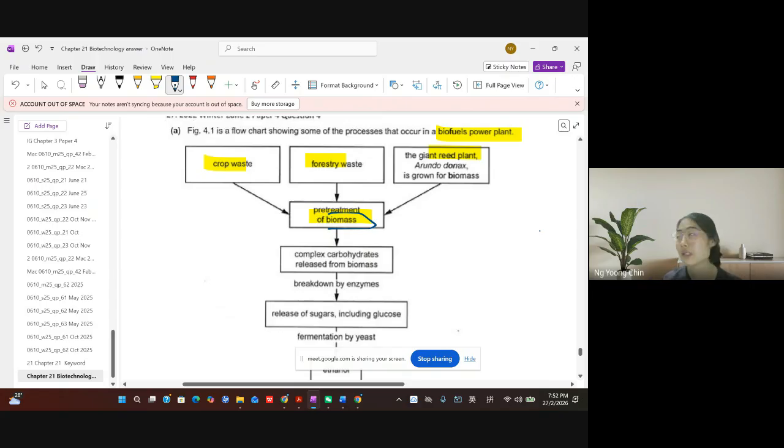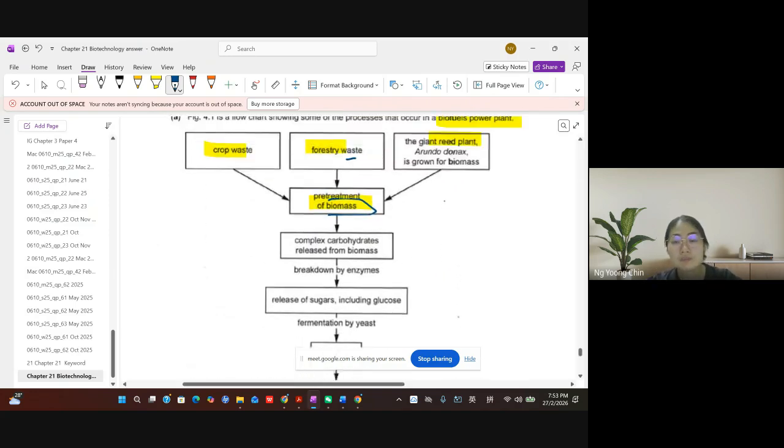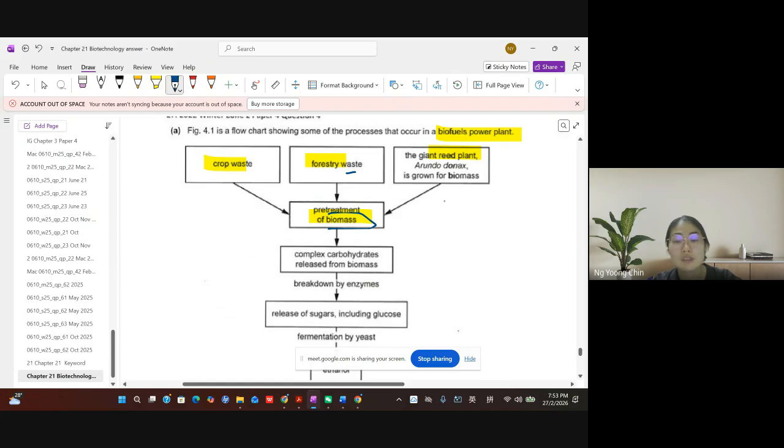So we have crop waste. The crop waste consists of the corn, or the soybean meal. And the forestry waste consists of, for example, the fossil fuel, which is from the dead animals and dead plants. So we require pre-treatment of biomass. After that, you will have the enzyme. After the carbohydrate is released from the biomass, it is broken down by the enzyme.